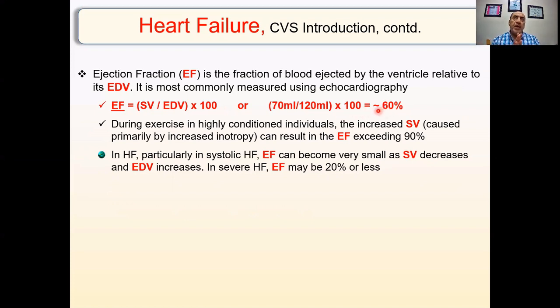An ejection fraction of about 40 to 60% is normal in normal persons. During exercise, and in highly conditioned individuals like athletes, the stroke volume increases and can result in an ejection fraction exceeding even 90%. But this is during exercise. However, in heart failure, the stroke volume decreases and the ejection fraction can decrease to maybe 20% or even less.